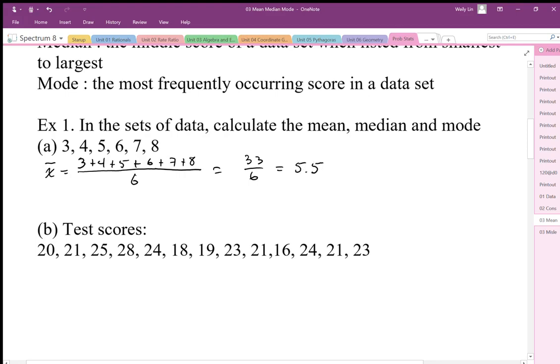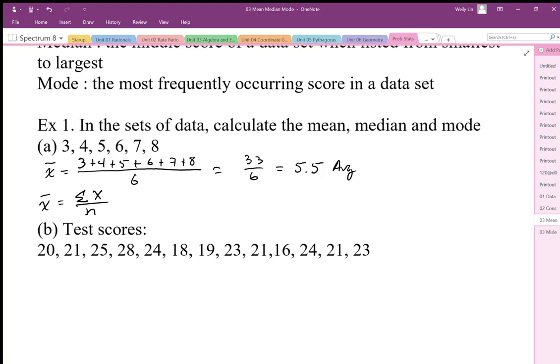So the average score is based on the sum of all the scores divided by the number of scores. And it looks like this. There's actually a formula for this. The sigma means sum of the scores, we call x, and divided by n, which is the number of scores. Okay, so that's our average or mean.